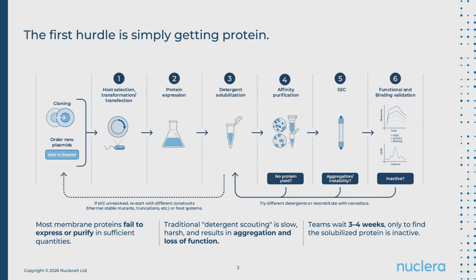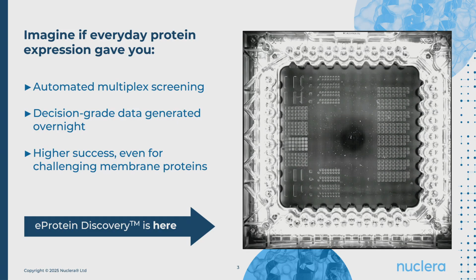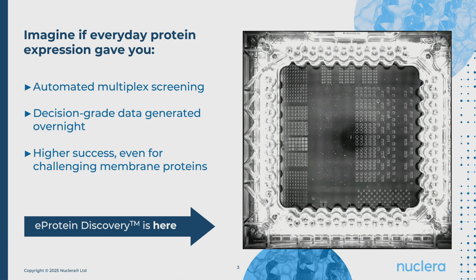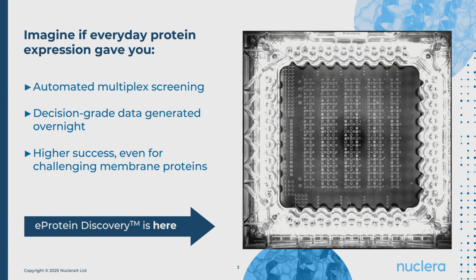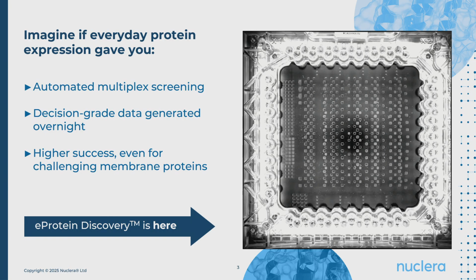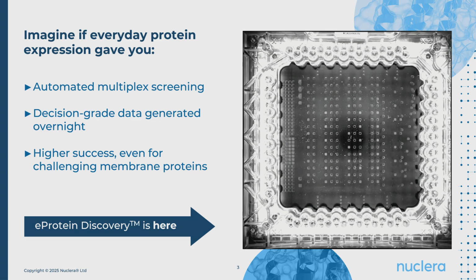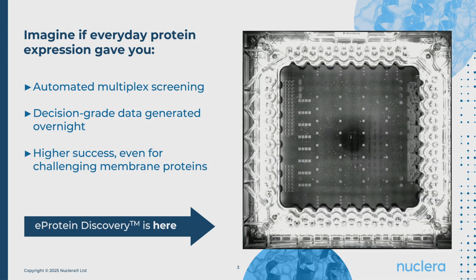So we came up with a technology that basically utilizes automated multiplex screening to be able to get you that information really quickly in a data-generated format, so that you have the DNA input, and then the output is basically an expression and purification yield. And this is especially helpful for challenging proteins like membrane proteins.